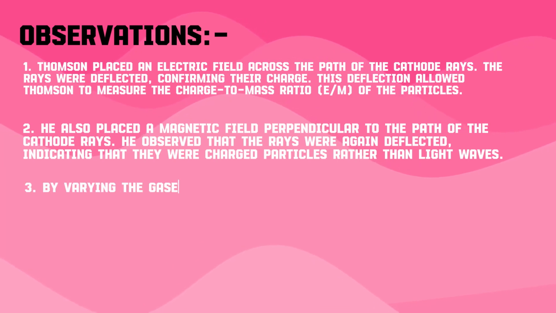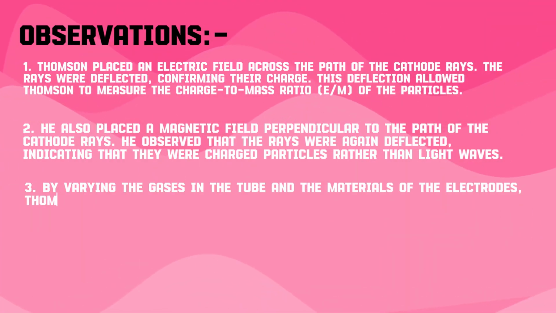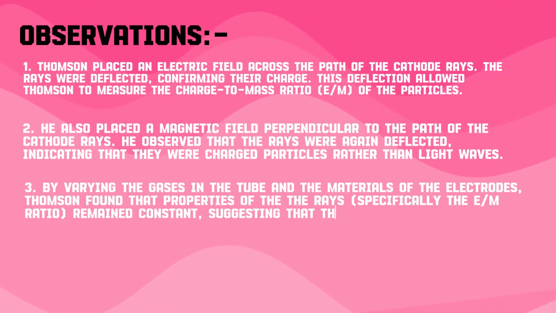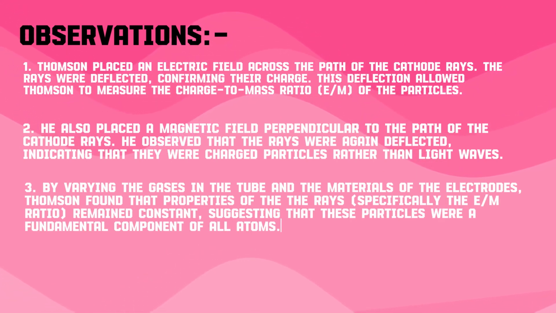By varying the gases in the tube and the materials of the electrodes, Thomson found that the properties of the rays, specifically the e/m ratio, remained constant, suggesting that these particles were a fundamental component of all atoms.